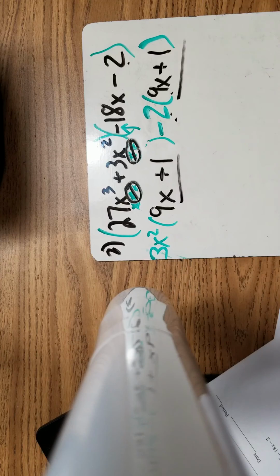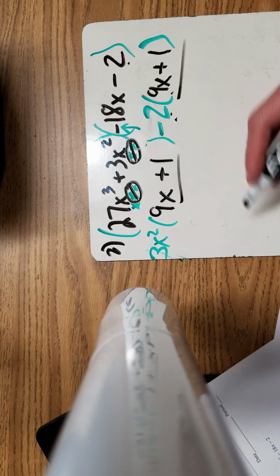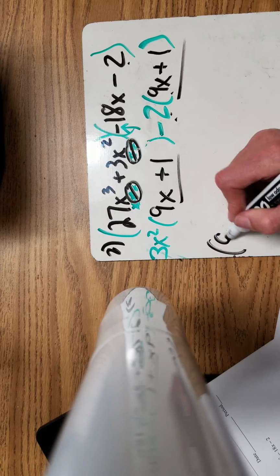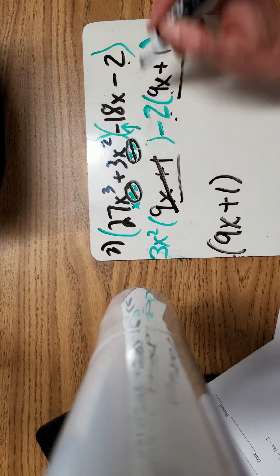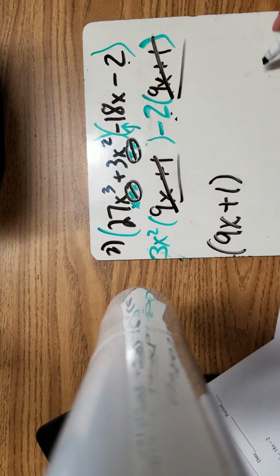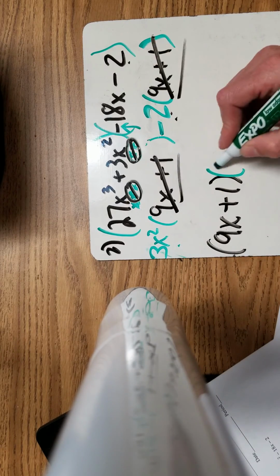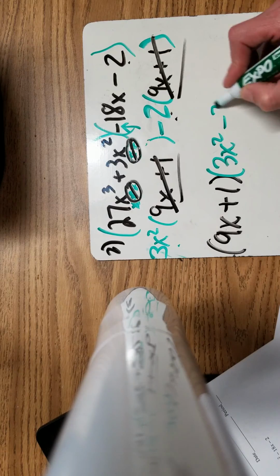Notice these two match again. That should always happen. So you're going to factor out that matching pair, or that binomial, and factor it from that, factor it from that, and that leaves you with 3x squared minus 2.